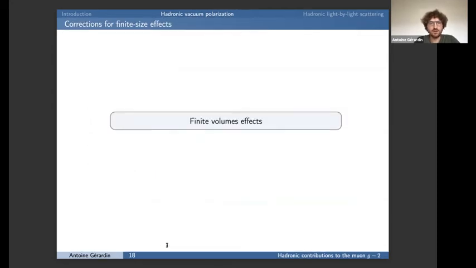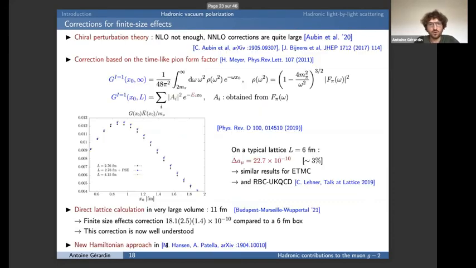Then the second difficulty is the finite size correction. In this case, again, since these finite volume effects are mostly due to the pions, we can use ChPT to estimate them. It is now well known that NLO ChPT is not enough, but now the NNLO corrections have been computed. The corrections are quite large.